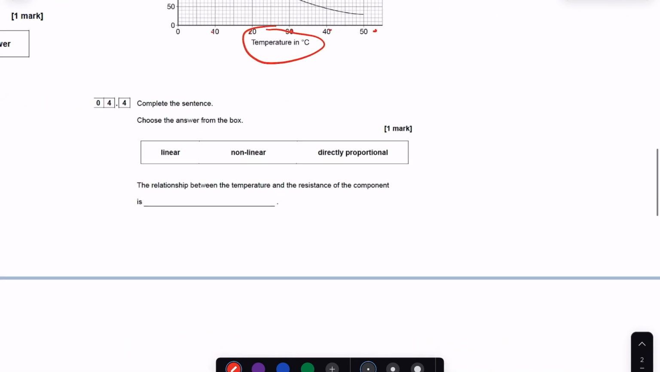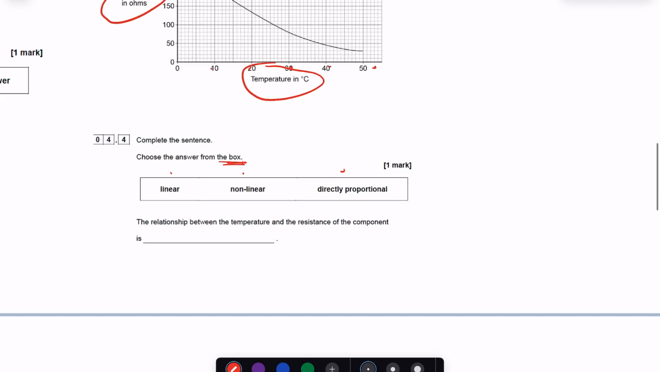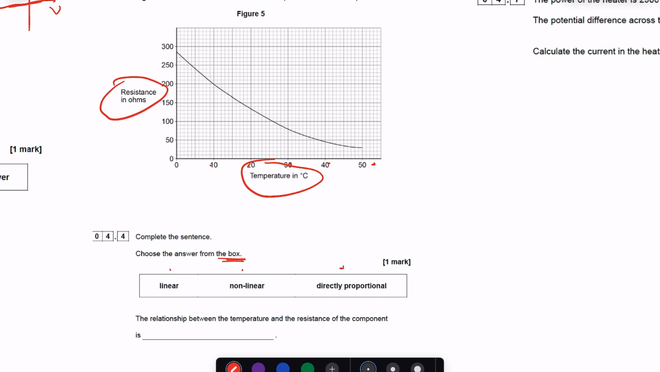Okay, on to 4.4. Complete this sentence. Choose answer from the box. Don't make it up. Use one of these. The relationship between temperature and the resistance of the component is what? Is it linear, non-linear, or directly proportional to? Well, if it was directly proportional to, it would be a straight line through the origin. That's what you get if you have directly proportional. So it's definitely not that one. Is it a straight line? No, it's not. It's a curve, so it's definitely not linear, which leaves us with non-linear, which is what you need to put in there.